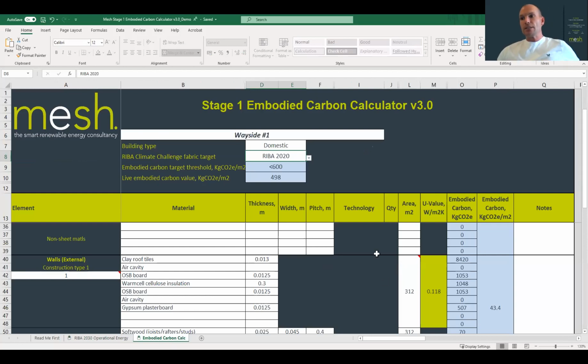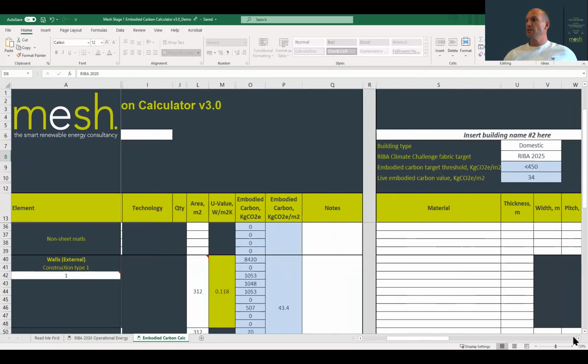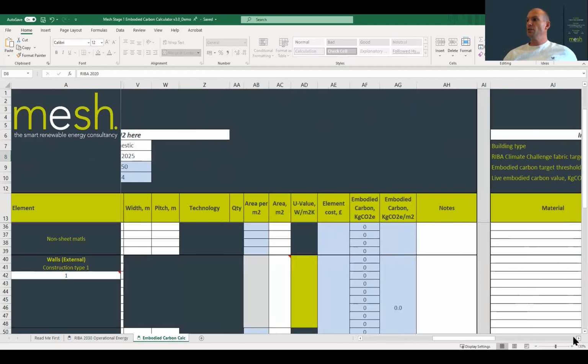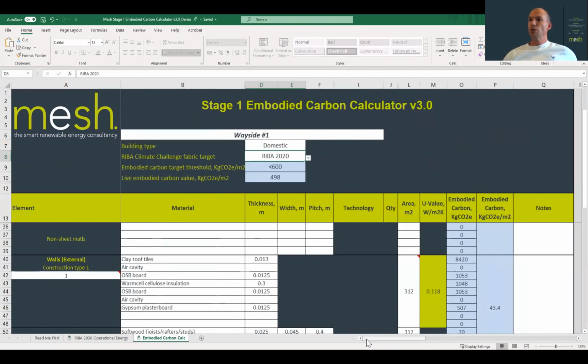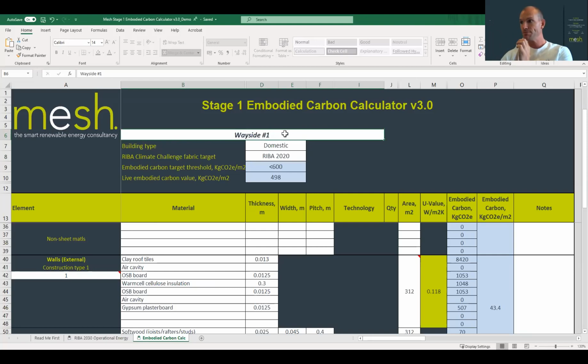And this is the main calculator page. So we've got the opportunity in this calculator. I'm showing you one of the buildings here, but if you scroll to the right, you've got another design you can do and another design you can do. So actually, you can put in 3 different building designs here and play around with different variables and see how they compare. And you can change the building name here. The case study that this is based on is actually called Wayside, but you can type into this white cell whatever reference name you want to.